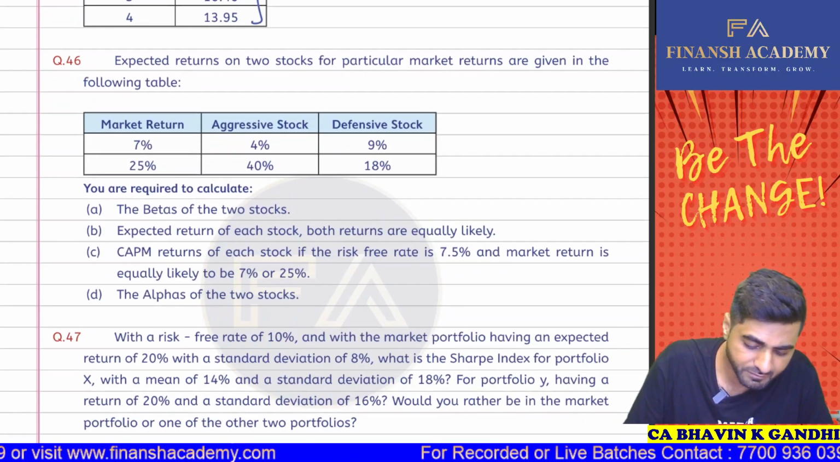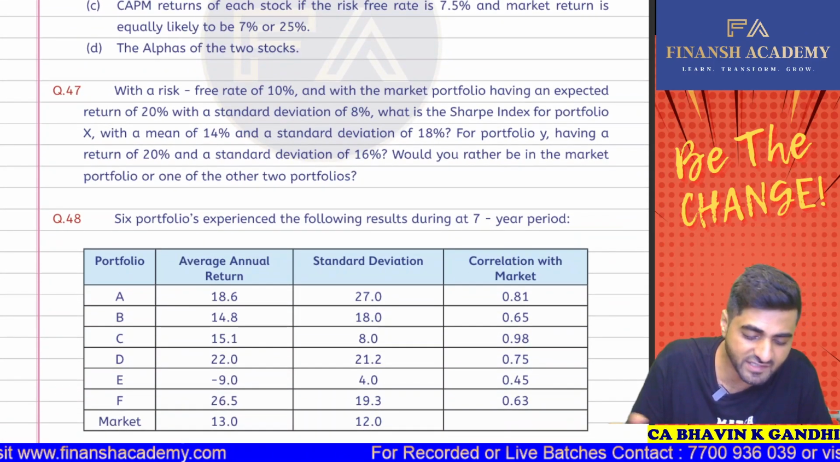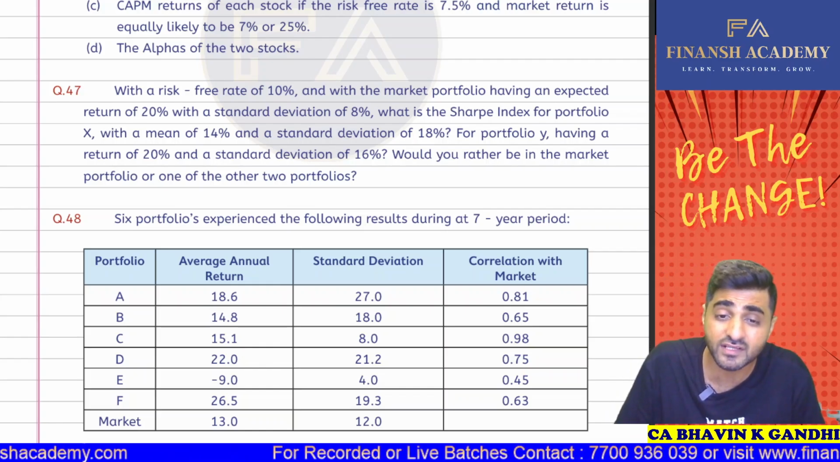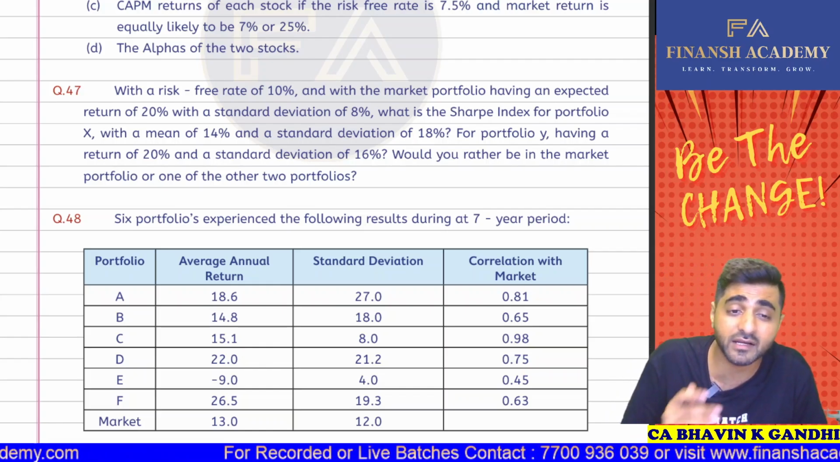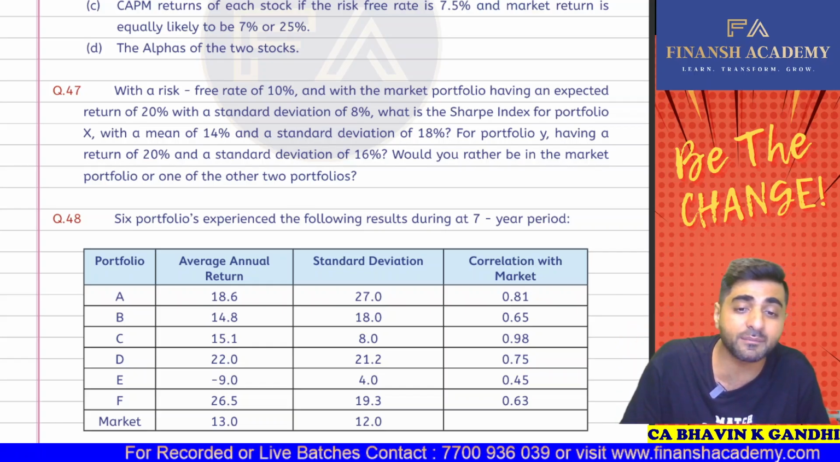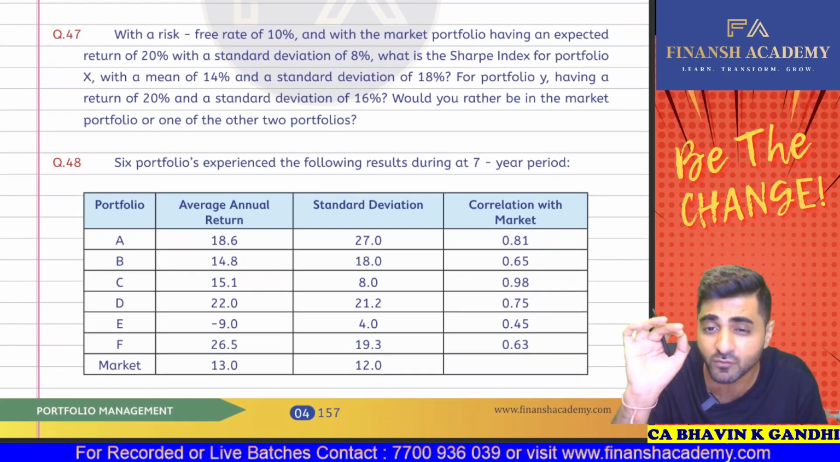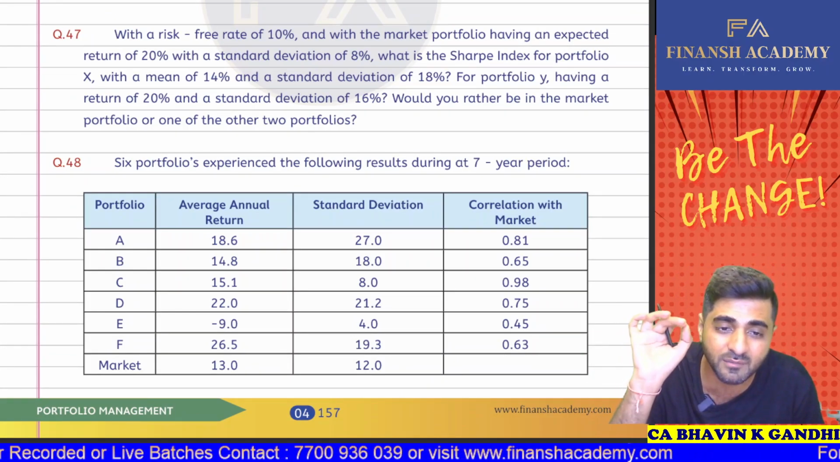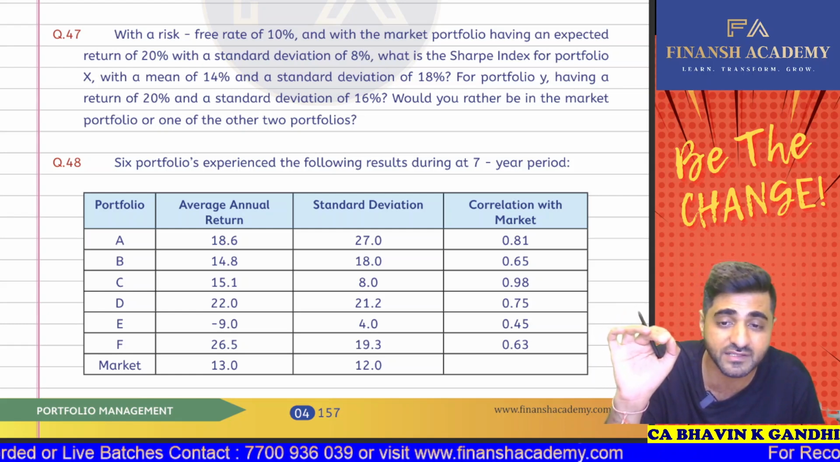Now, let's say for example, question number 47. Now see in 47, what is given to us is that the risk-free rate is 10%, and the market portfolio has an expected return of 20% with a standard deviation of 8%. What is the Sharpe's index for portfolio X with a mean of 14% and a standard deviation of 18%?